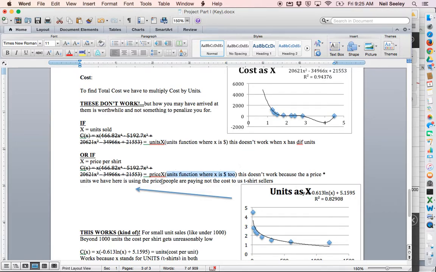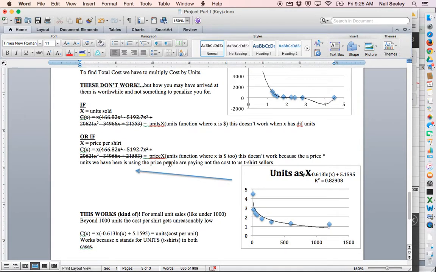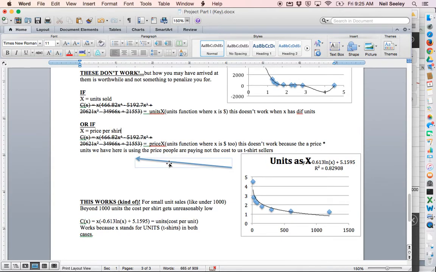Cost is not a matter of multiplying price times price. What we need is the number of units. So price times the number of units sold is how we figure out total cost. So again, this doesn't get you anything worthwhile. So if those things happened, that's all right.